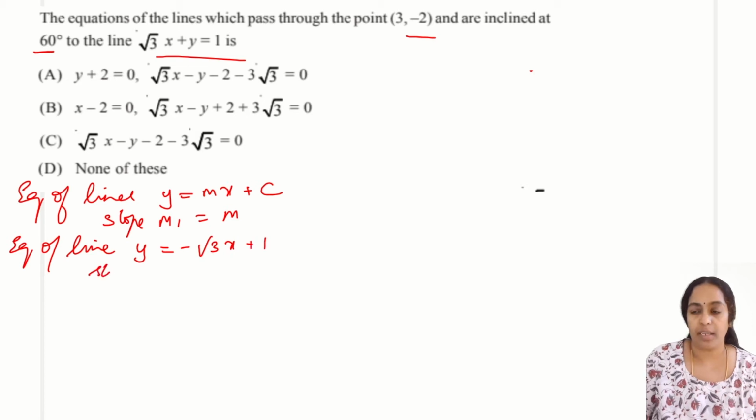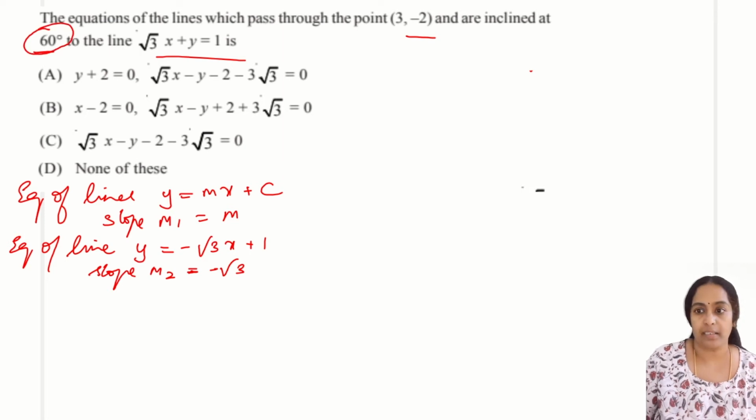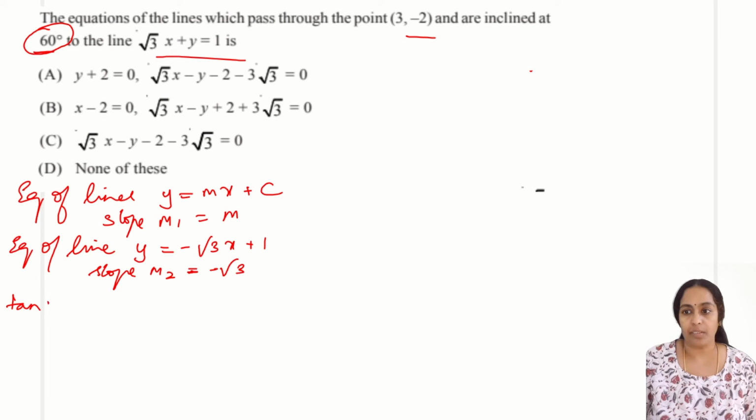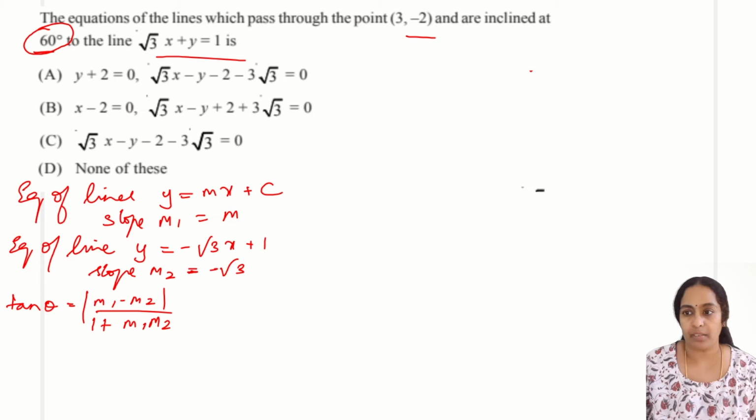So here I get the slope m2, which is minus root 3. The angle between the lines is given as 60 degrees. So we have the formula: tan theta equals mod of m1 minus m2 divided by 1 plus m1 m2. This is the formula we have. Now let me substitute it in the formula.